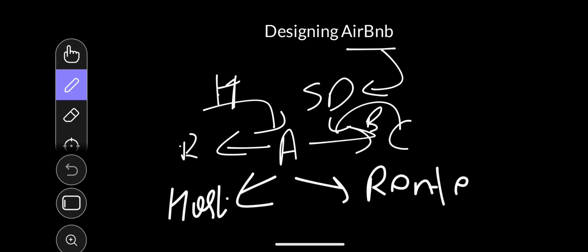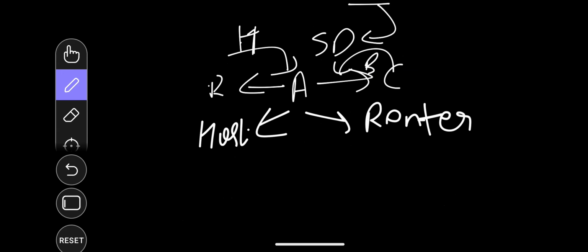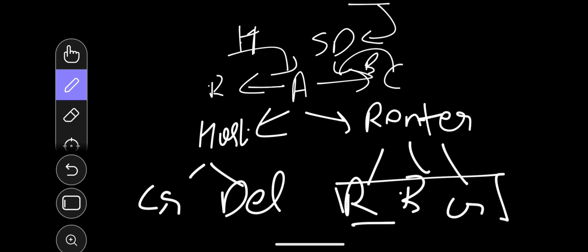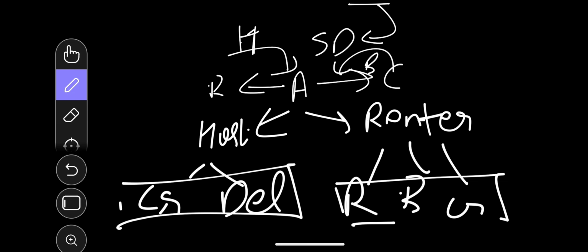The only difference between both of them will be that on the host side, we will be creating and deleting the listing of the houses that the hosts are putting up. On the renter side we can actually do a lot of things. We can browse, we can get a listing, and we can reserve it. These are the three operations we can do: browse, get, and reserve. In host we can create and delete. Simple as that.